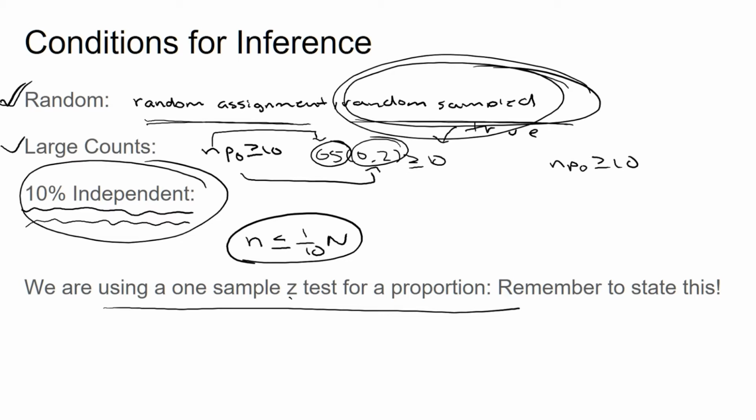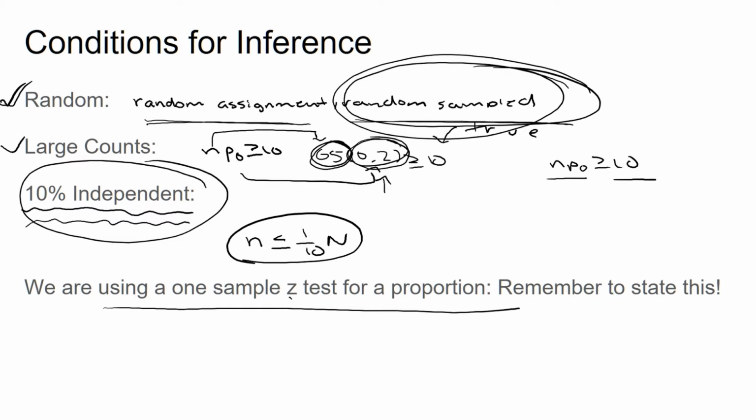The next condition is the large counts condition. We need to prove that n p naught is greater than or equal to 10. So we plug in our sample size and our null hypothesis proportion. A common mistake is actually to use the sample proportion. And we need to prove that it's greater than or equal to 10, which is true.